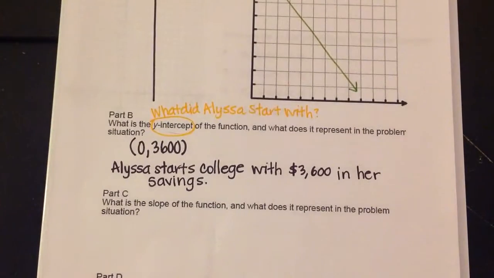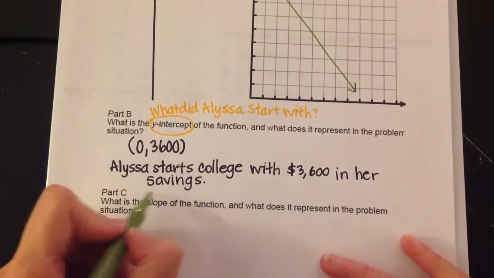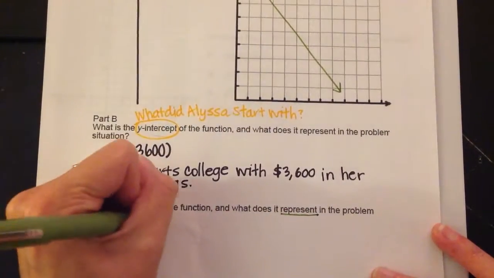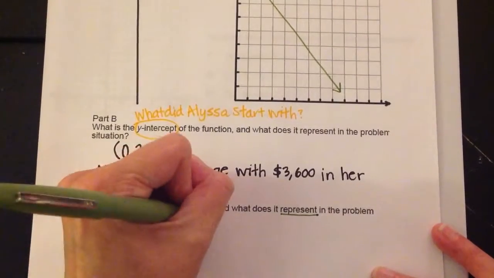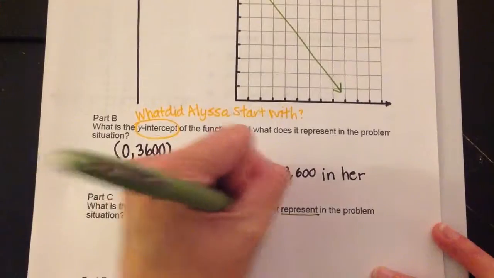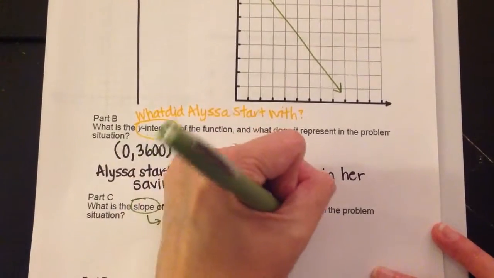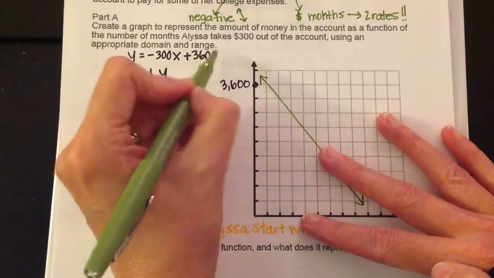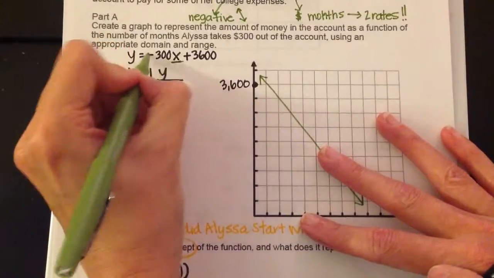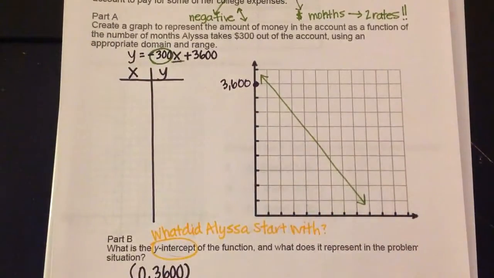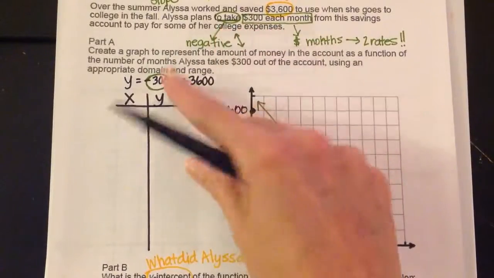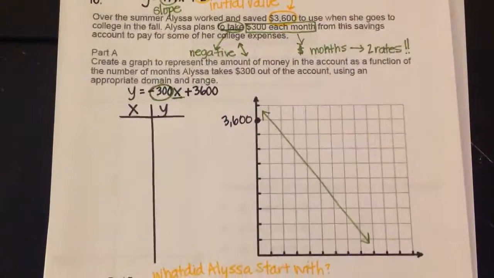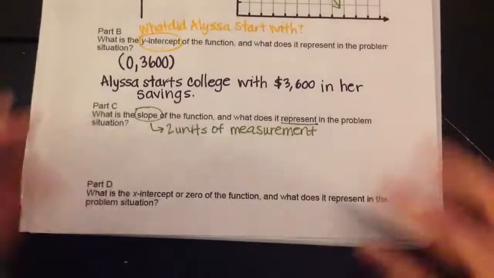All right, let's look at part C. What is the slope of the function? And what does it represent in the problem? So remember, slope, I need two units of measurement. Well, if we have our equation, we know our slope. Go back to your equation. Which number is the slope? Well, it can't be 3,600 because that's where we're starting. So I've got to find x. Here we go. It's minus 300. What does that minus 300 mean? How do we know to put minus 300 here? We knew that she was taking out $300 every month. That's her slope.